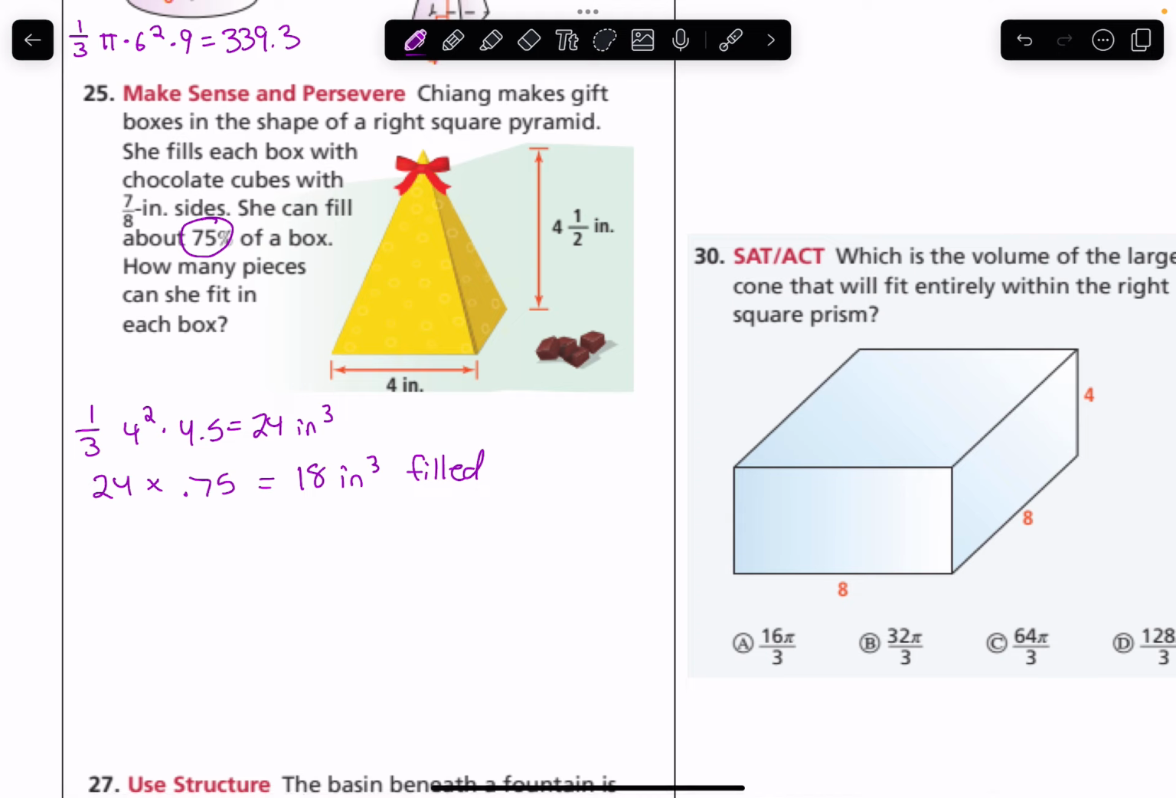So let's find the volume of one piece of chocolate. That would be a cube with 7/8-inch sides, so 7/8 cubed is going to give us roughly 0.67 inches cubed per piece of chocolate. And now it's just a matter of taking our volume of 18, dividing it by the volume of 1 cube of chocolate, 0.67. We find that 26.9 pieces will fit. But since that's not quite 27, we have to round down and say 26 pieces is the number that fits in the box.